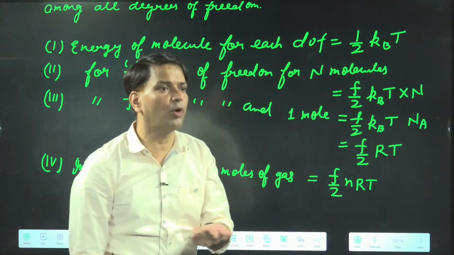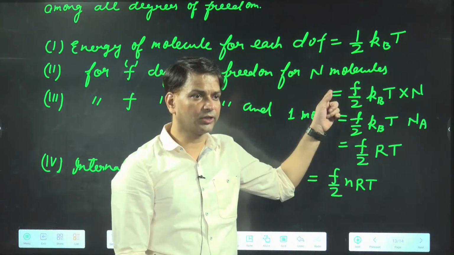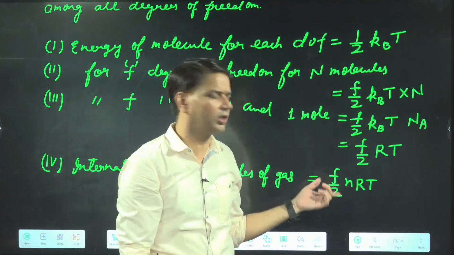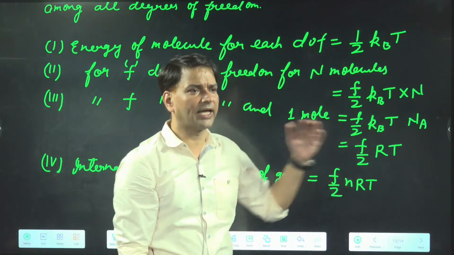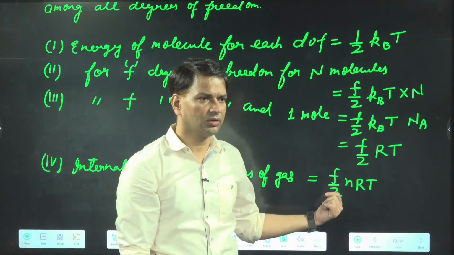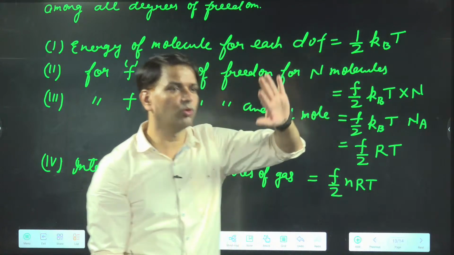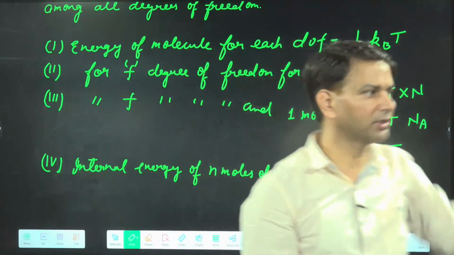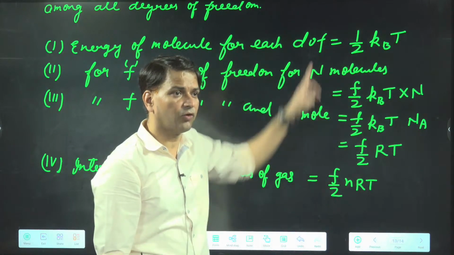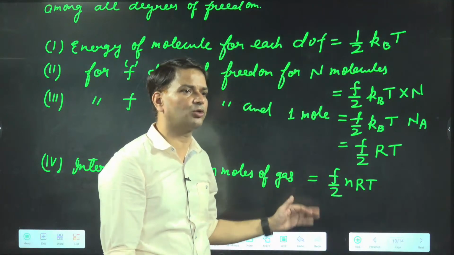If they have given the number of molecules, then we can use f by 2 kb into T into n. Otherwise from here also you can find. If they have given the number of molecules, the number of moles you can write as N by Na. R by Na, what you will get? Kb. Then you can say f by 2 n into kb into T. That same you are getting here, because the number of mole formula everybody knows. So no need to remember 4 different formulas. Directly you can remember this one and this one: for each degree of freedom 1 by 2 kb into T, and for n moles with f degrees of freedom, f by 2 nRT.